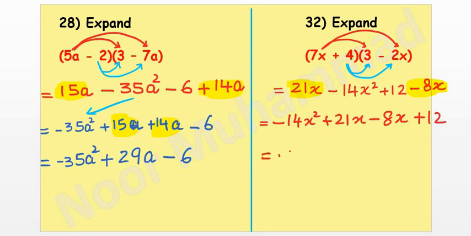Now how will you write the answer? Negative 14x squared has nothing to be solved with it, but these two can be solved together. How? Keep the sign of the larger number. 21 is larger, so the sign will be positive, and they have different signs, so they are going to be subtracted. So 21 minus 8 is going to be 13, right? It's going to be 13x. Okay, then we have positive 12. So this will be our final answer. That's all for this video, for this exercise. Hope you understand.